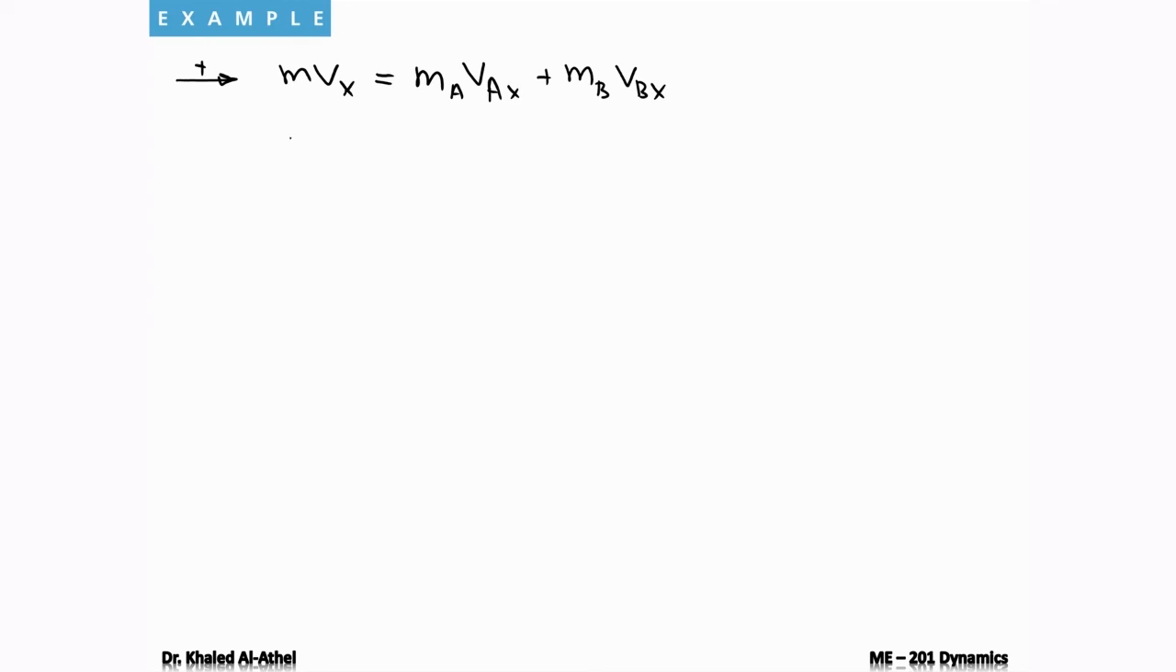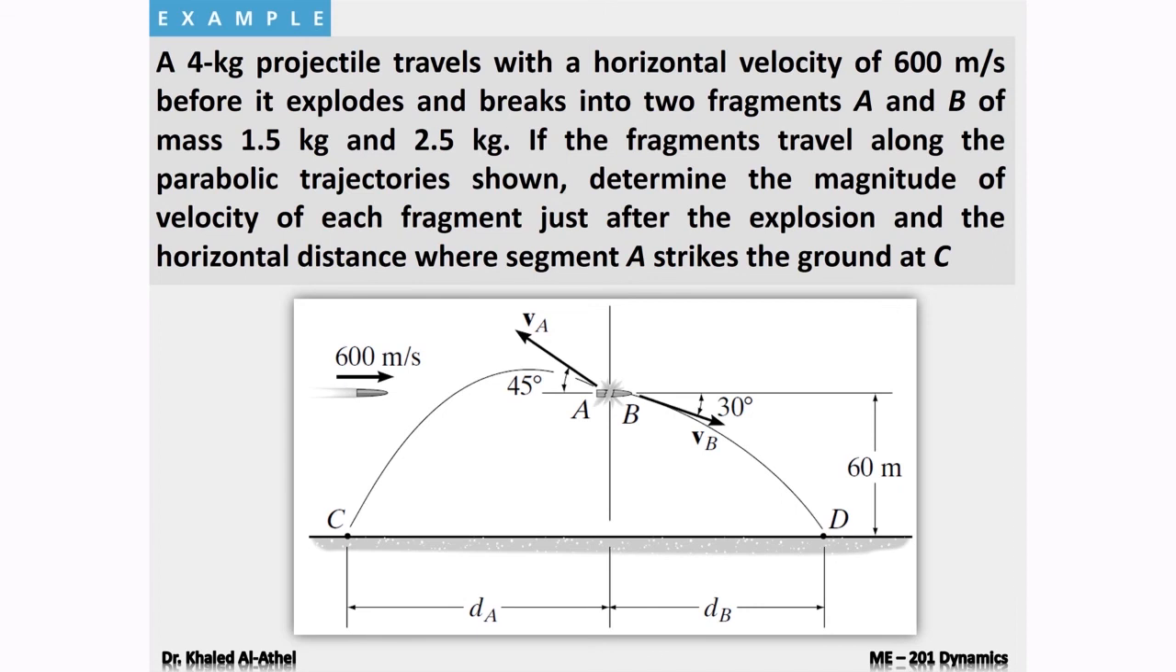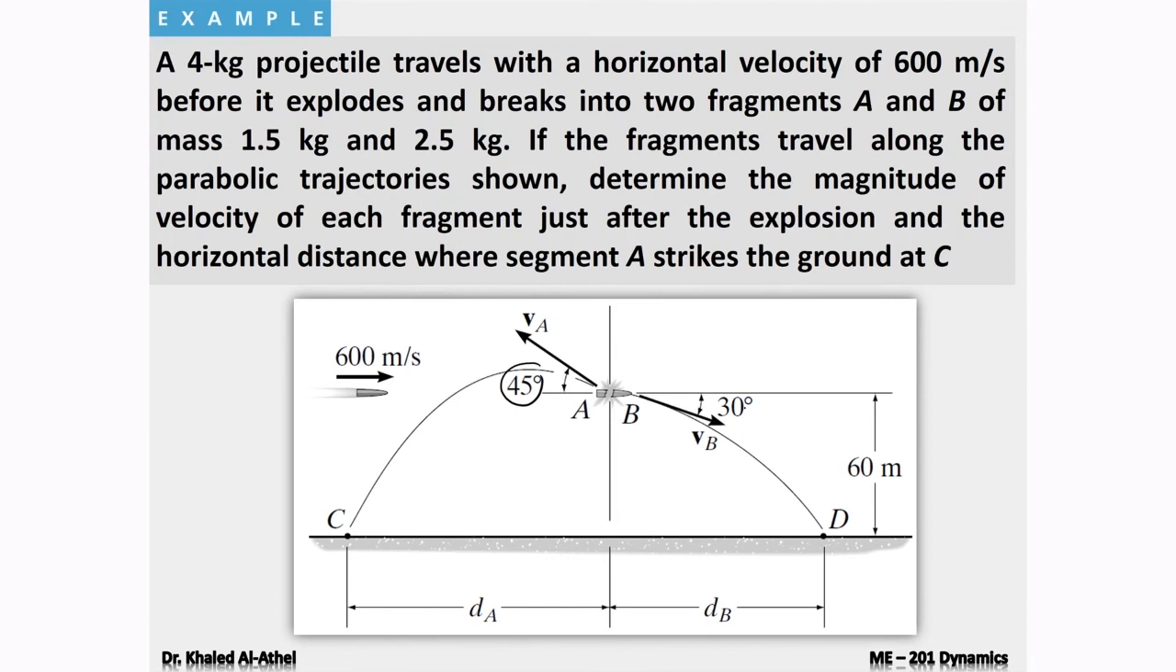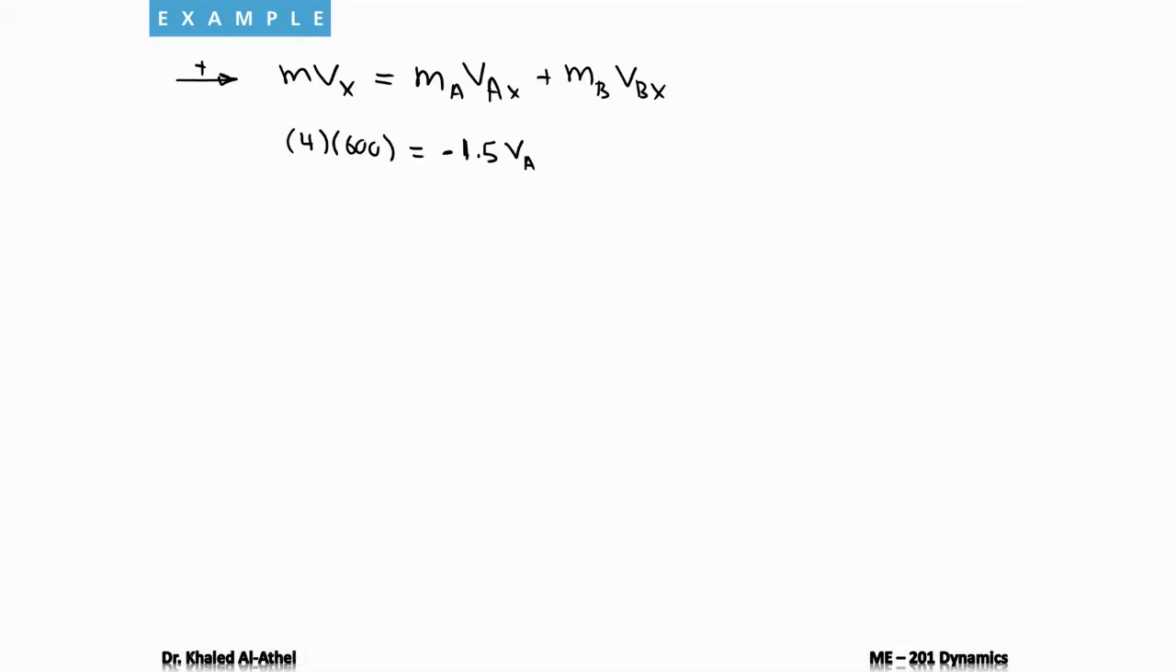So the mass was originally 4 and the velocity was 600. Now this should equal, and I know from the figure that VA is going to go to the left, so it's going to be negative. So it's going to be minus the mass of fragment A, 1.5, multiplied by VA. The magnitude is unknown, but the angle is given to me, which is 45, and here it is 30. So it's going to be VA cosine 45.